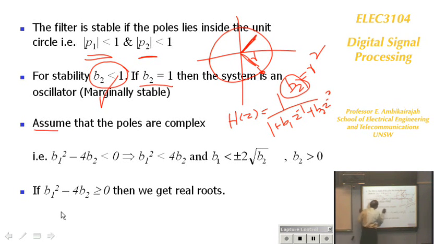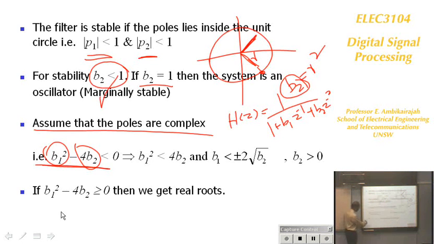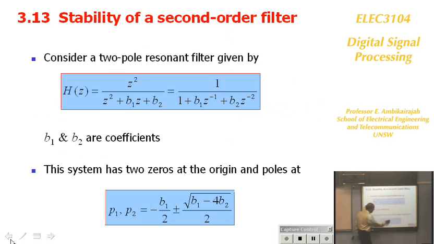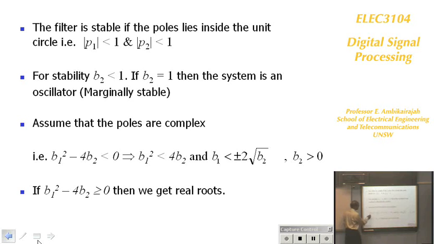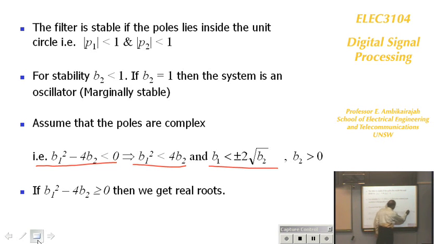If you assume that the poles are complex, then we know b squared minus 4ac should be less than 0. In our case, b1 squared minus 4b2. Go back to your equation on this page: b1 squared minus 4b2 should be less than 0. That gives you b1 squared less than 4b2, so b1 is less than that. We are assuming b2 is positive. If this is greater than or equal to 0, then we get real roots.